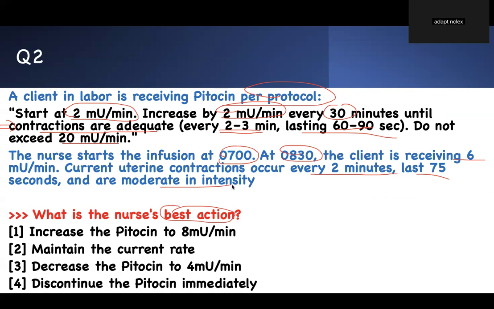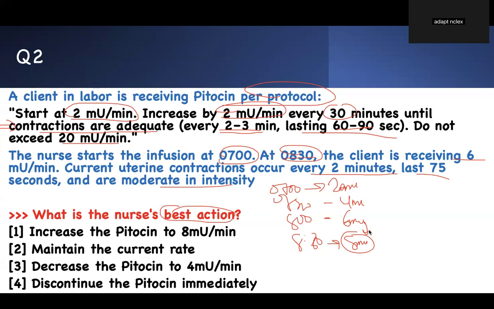What should you do? Look at it. You started at 7, and the dose was 2 milliunits. At 7:30, you were at 4 milliunits. At 8 o'clock, right? You're going up, you keep on going up. 6 milliunits. At 8:30, you should go to what? 8 milliunits. But that's the question they ask you: should you go to 8 milliunits? At 8:30, the patient is receiving 6 milliunits, and now it's time for you to increase it.